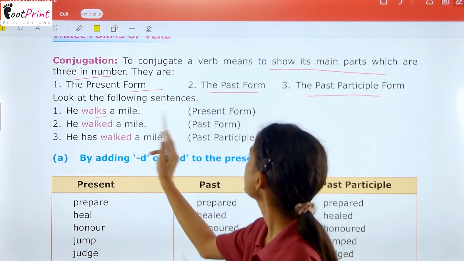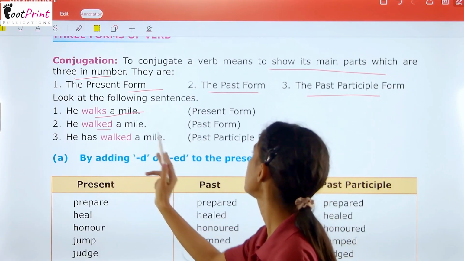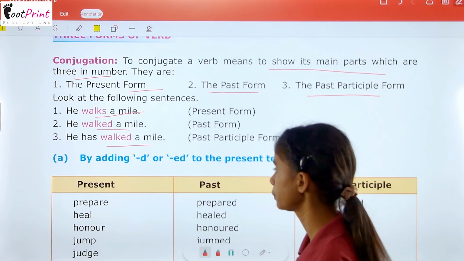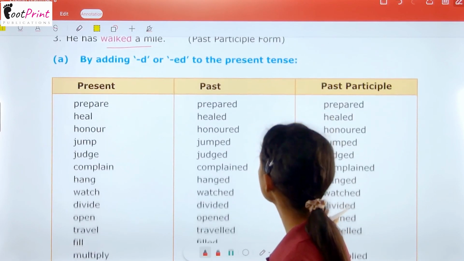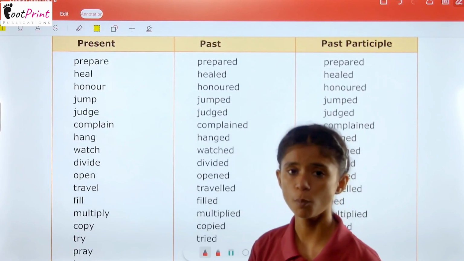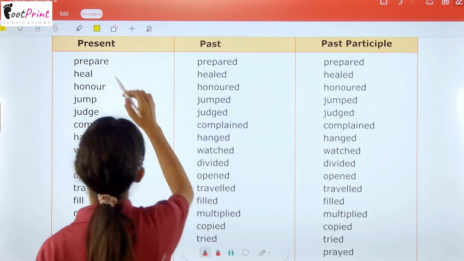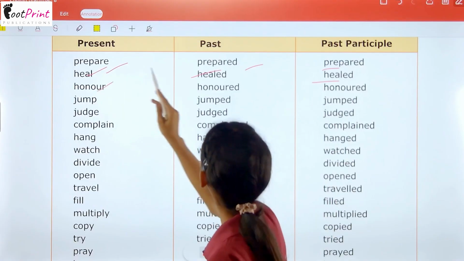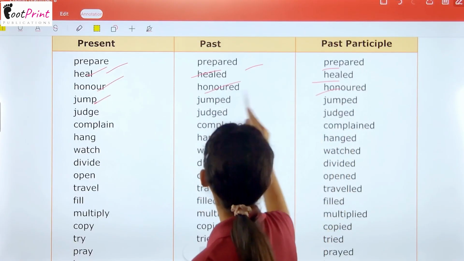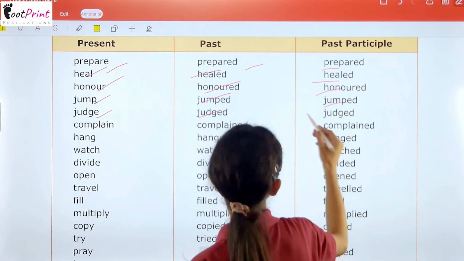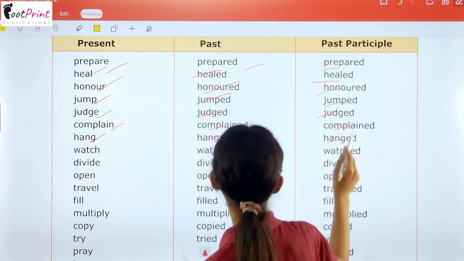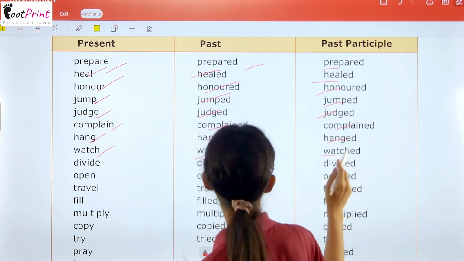He walks a mile, present form. He walked a mile, past form. He has walked a mile, past participle form. Okay? By adding d or ed to the present tense, we form the past and past participle. Prepare, prepared, prepared. Heal, healed, healed. Honor, honored, honored. Jump, jumped, jumped. Judge, judged, judged. Complain, complained, complained. Hang, hanged, hanged. Watch, watched, watched.